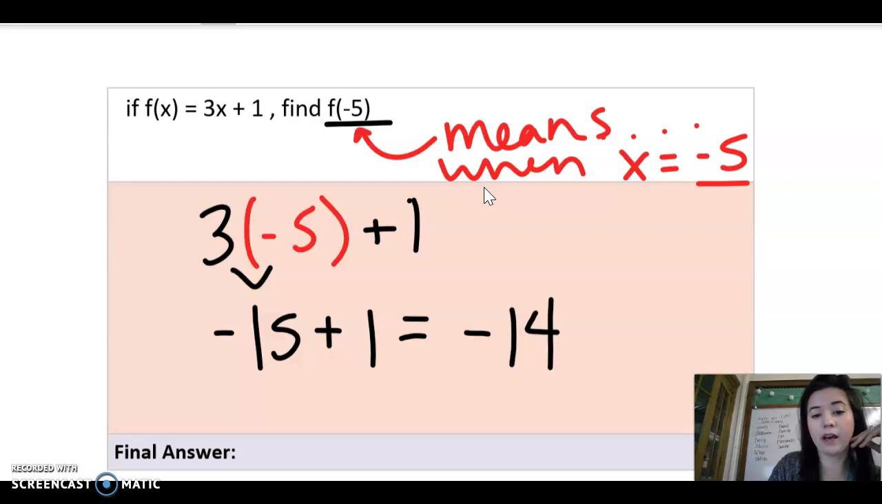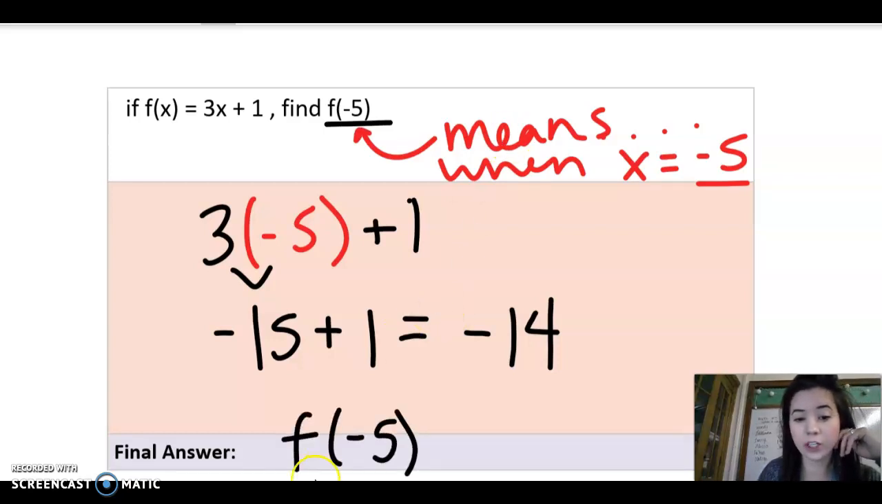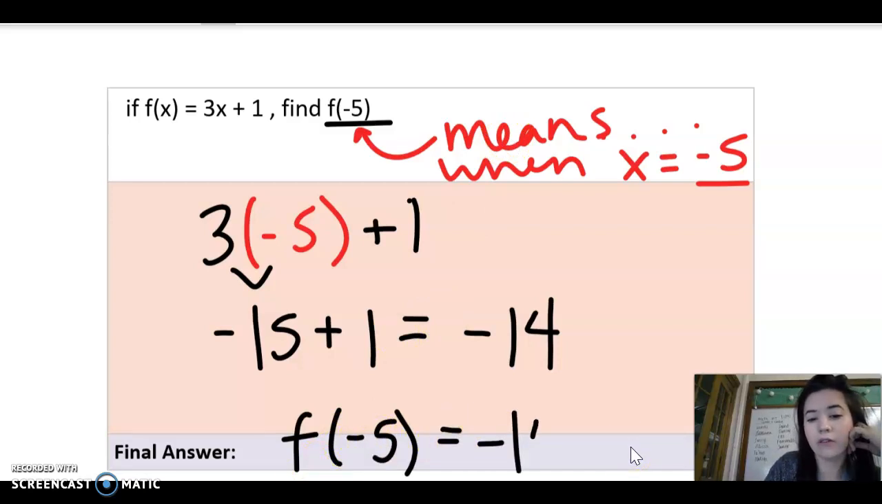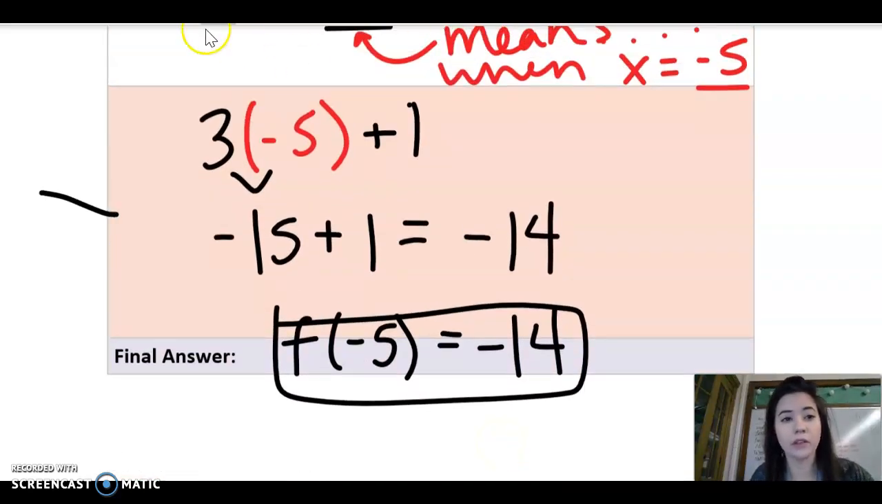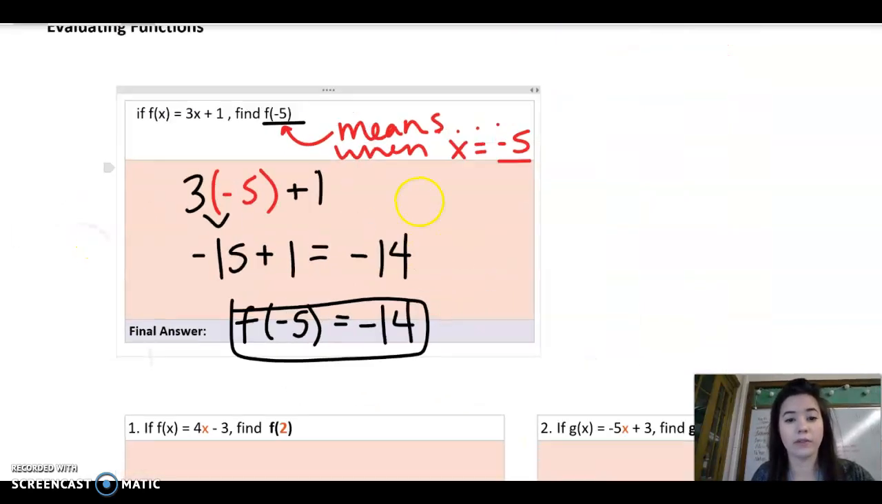So we would say f of negative 5 means my function, my equation, when I plug in negative 5, equals negative 14. And that's my final answer. So again, find f of negative 5 means find out what your function equals when we plug in negative 5. So we plug in negative 5, and then we say, well, f of negative 5 equals negative 14.